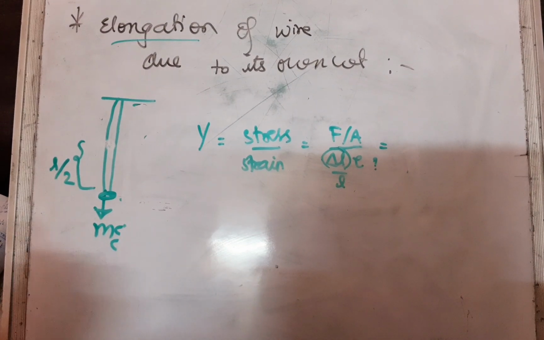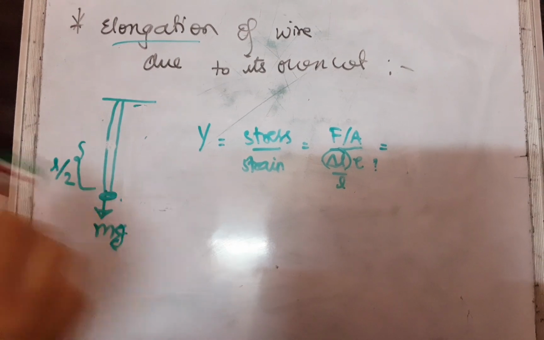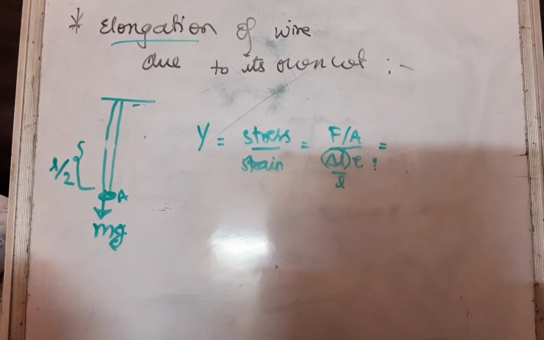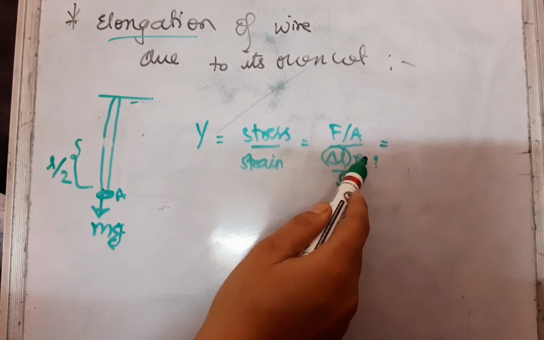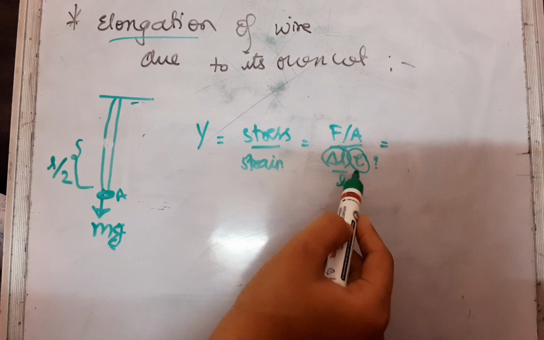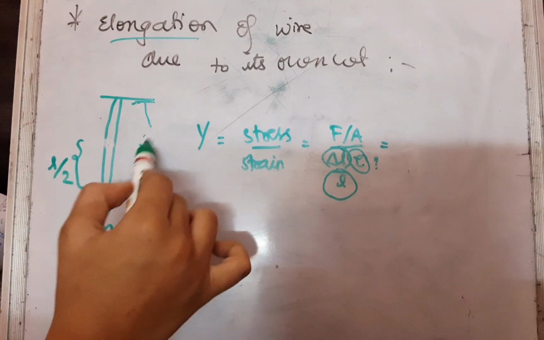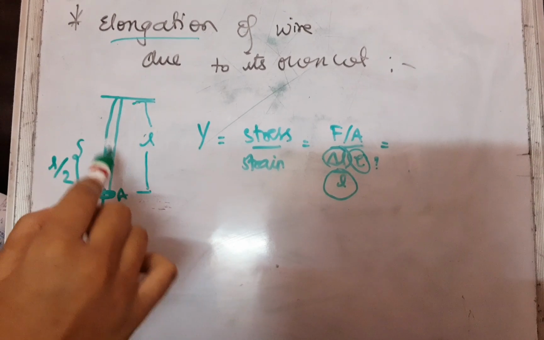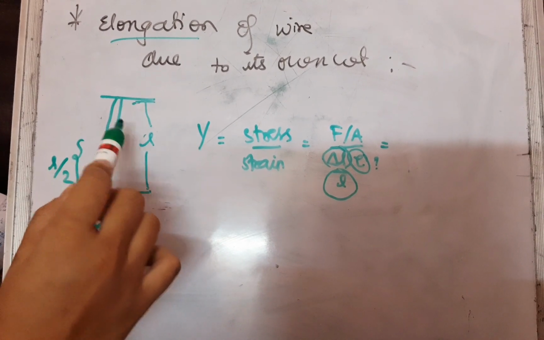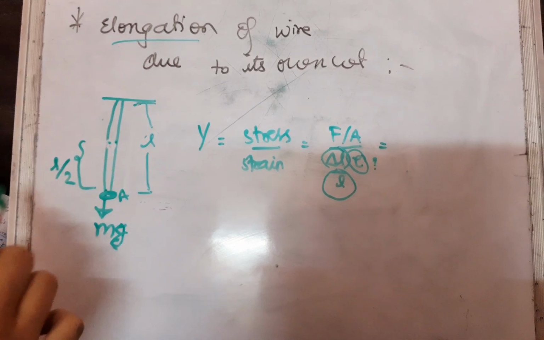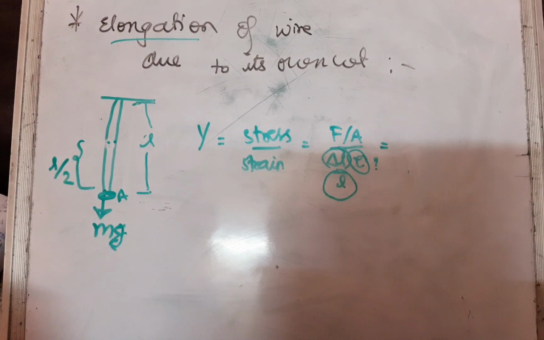Now the force, so you came to know that it was nothing but the wire's own weight only. Area also we know, this circular area. Now what is the point? This too you should find. What should be considered as the original length? Either it should be the whole length of the wire, or just the length from the end point to the center of mass. That is L divided by 2.